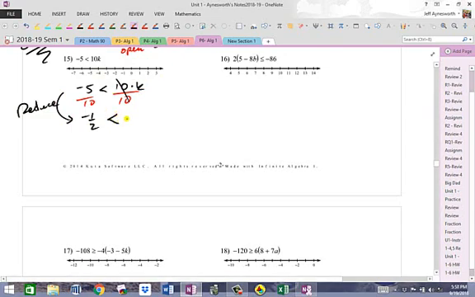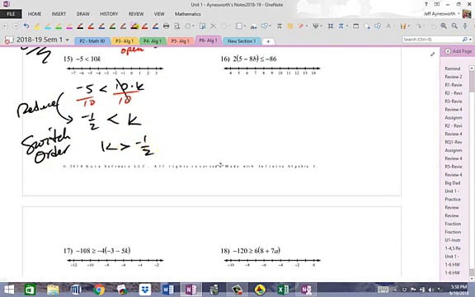Then you switch the order. Notice how this keeps on happening. You got to get used to it. So k is greater than negative 1/2. So negative 1/2 is between 0 and negative 1. All numbers greater than negative 1/2 are to the right. And it's open because there's no equal sign.